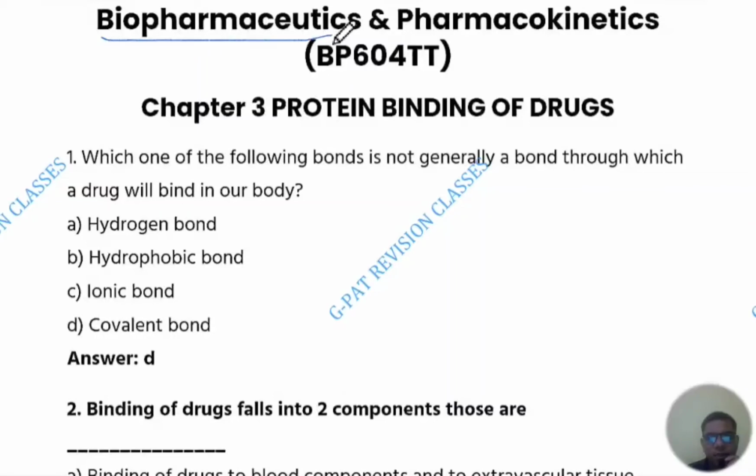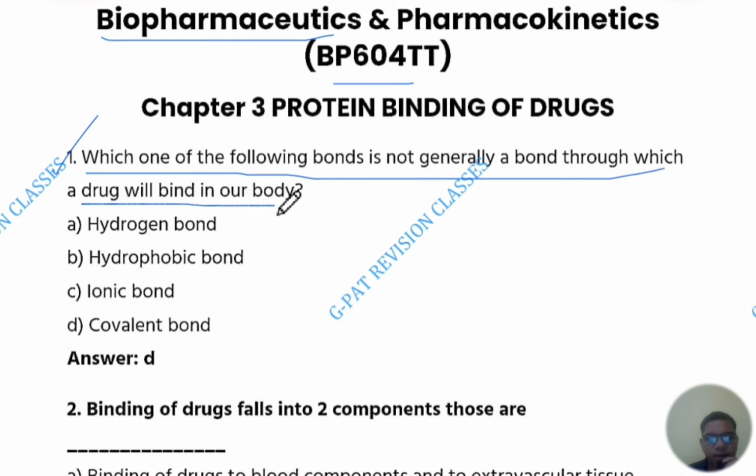देखेंगे बायोफार्मास्यूटिक्स एंड फार्माकोकाइनेटिक्स का एमसीक्यू जो कि 6M के लिए है और ये एग्जाम बेस्ड ऑनलाइन जो एग्जाम हो रहे हैं उसमें बहुत ज़्यादा इम्पोर्टेंट है, उसमें बहुत ज़्यादा काम आएंगे, है ना। चलिए स्टार्ट करते हैं। Which one of the following is not generally a bond through which a drug will bind in our body? Covalent bond? The answer is D, covalent bond.